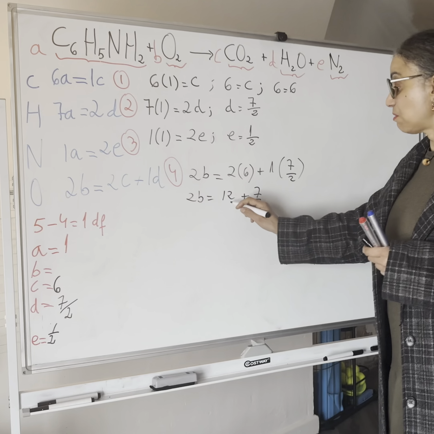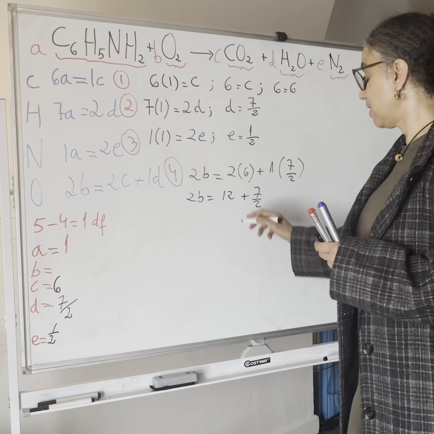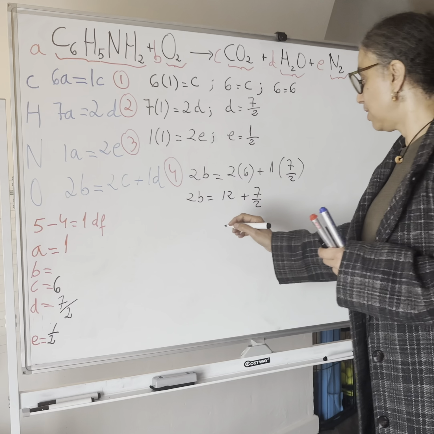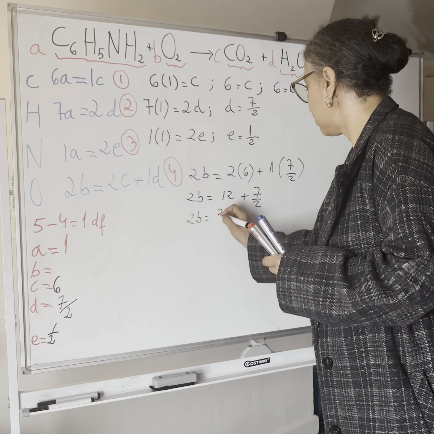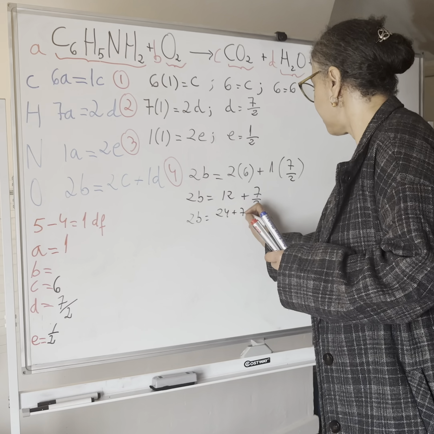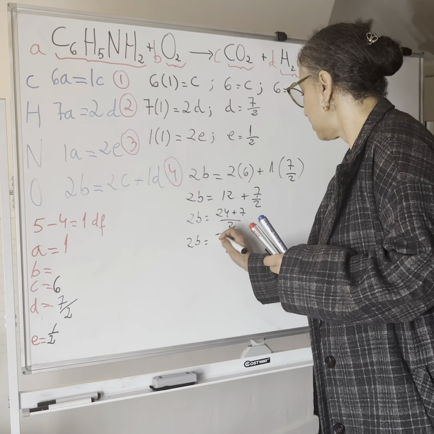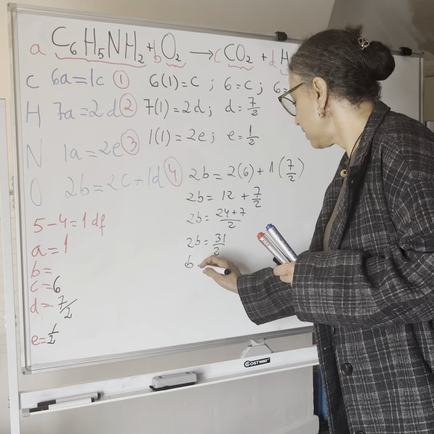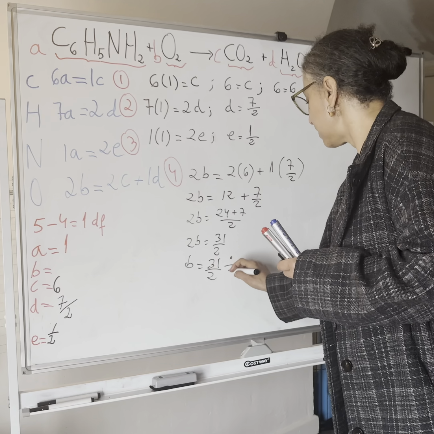The shortcut I always use is to multiply 12 by the 2, because it's going to give you the same result. So yes, the whole number by the denominator. So this is going to be 2b equals 24 plus 7 over 2. So this is 2b equals 31 over 2. Now you isolate b. So b equals 31 over 2 divided by 2.